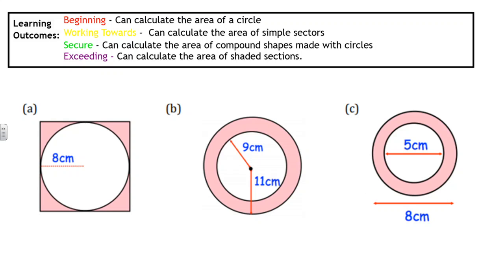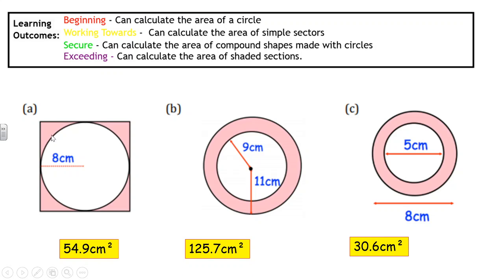Okay, here are 3 questions I'd like you to have a go at. Can you pause it and have a go at them, and then press play when you're ready to check your answers. Okay, answers are here. So the first one, we would do the whole rectangle. So the diameter would be the same as the lengths of your square. So we've got 64, so 8 times 8 to get the square, and then subtract pi times 8 squared to get the circle, and when you subtract them you're left with 54.9 centimetres squared.